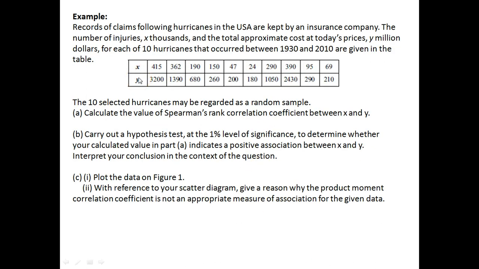Another example. Records of claims following hurricanes in the USA are kept by an insurance company. The number of injuries, X thousand, and the total approximate cost at today's prices, Y million dollars, for each of 10 hurricanes that occurred between 1930 and 2010 are given in the table. The 10 selected hurricanes may be regarded as a random sample. Calculate the value of Spearman's rank correlation coefficient and then carry out a hypothesis test, plot the data and comment.